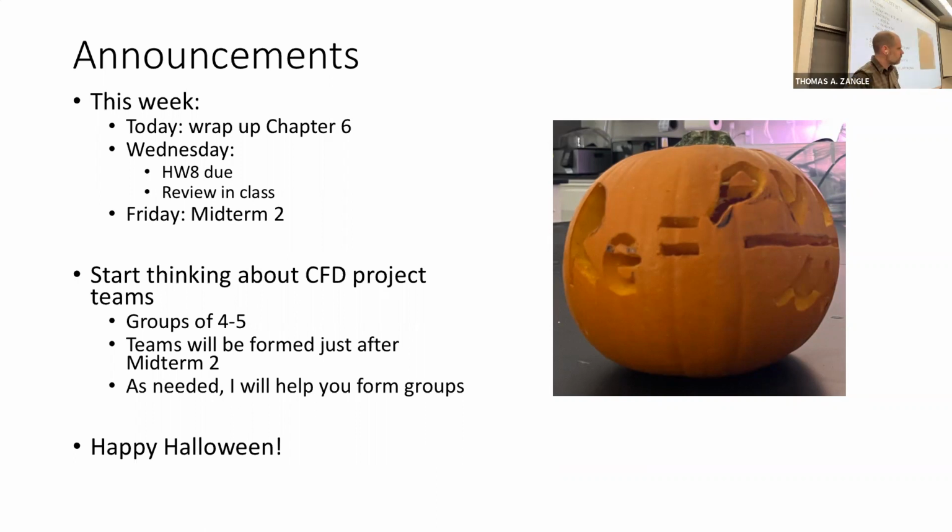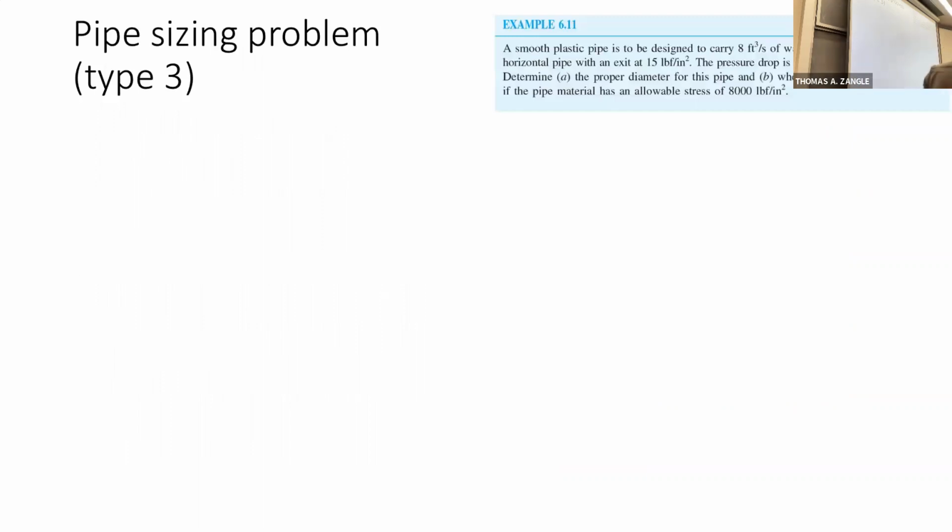All right. So last Friday we were talking about pipe sizing. And so this was in your text referred to as a type 3 problem. And the question was, what is the diameter of a pipe that can support the given flow? And there were a couple of things that we got to right at the very end of class.